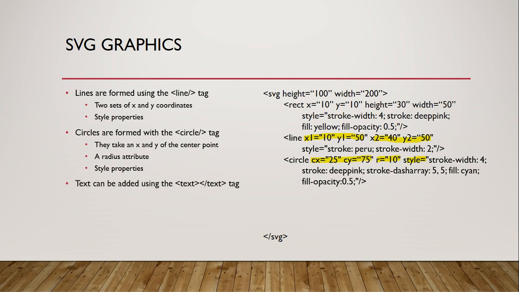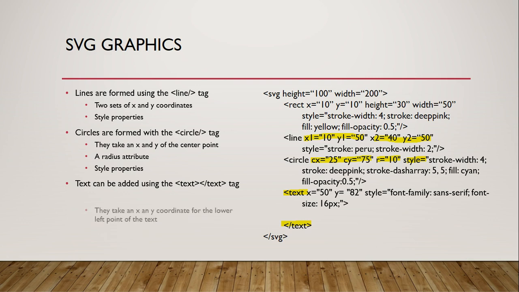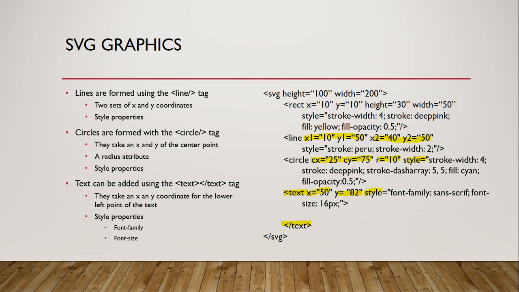Now text can also be added using the text tags. And unlike the other graphic element tags that we've looked at, this requires both an opening and a closing text tag. Now as far as attributes, it takes an X and a Y coordinate, and this is for the lower left point of the text. And of course we have a style attribute with some styling properties. The style properties for text elements include font family and font size, and a lot of others as well. You can change the color, or you can make it bold or italics, anything you can do with a font. And then finally you include the text value that you want displayed in between the opening and closing text tags.